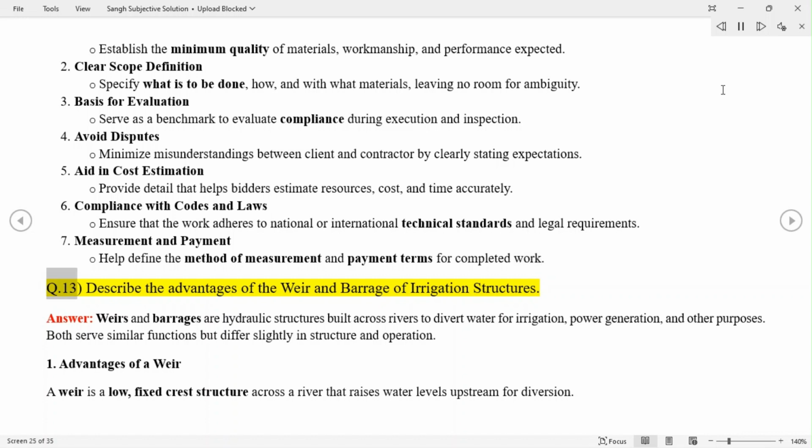13 marks. Describe the advantages of the weir and barrage of irrigation structures. Answer: weirs and barrages are hydraulic structures built across rivers to divert water for irrigation, power generation, and other purposes. Both serve similar functions but differ slightly in structure and operation. 1. Advantages of a weir. A weir is a low, fixed crest structure across a river that raises water levels upstream for diversion.